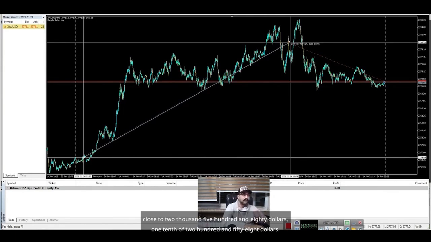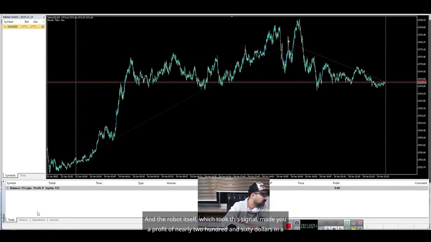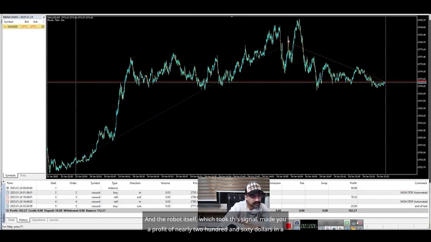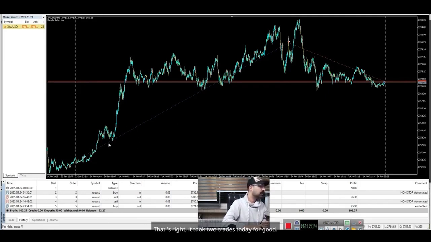$2,580, 1/10 of $258. And the robot itself, which took this signal, made you a profit of nearly $260 in a week, which ultimately led to a profit on its next trade because we had reduced its risk. That's right, it took 2 equal trades today for good.